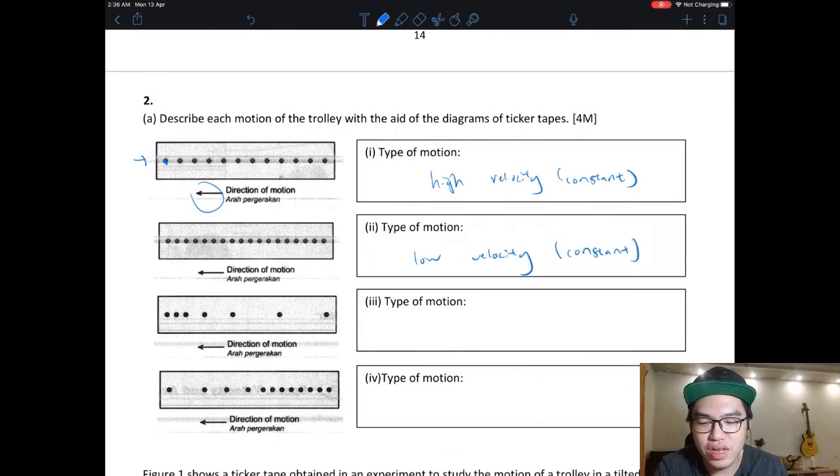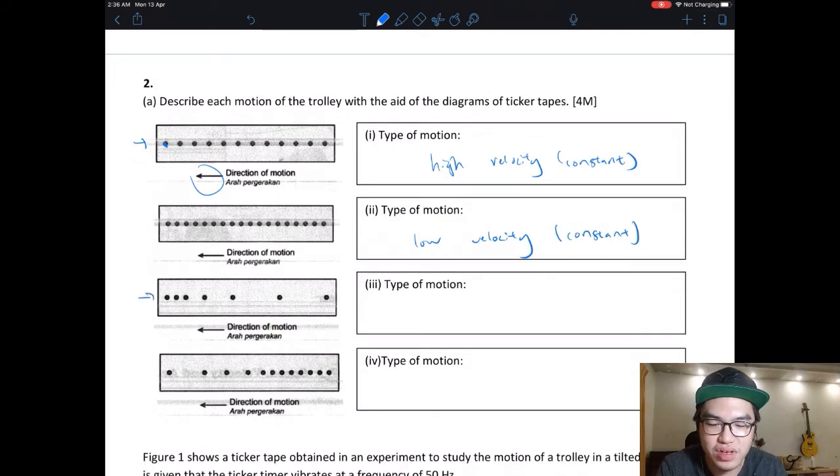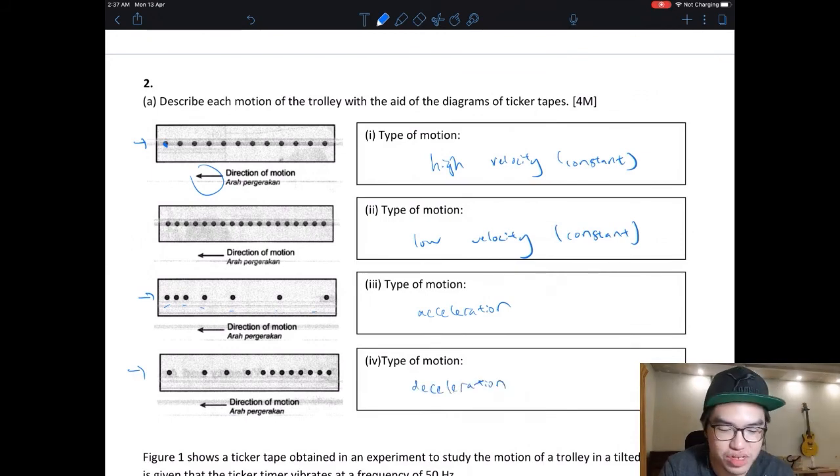But here, looking at here, can you see the dots getting further and further and further? This is acceleration. So here, this is getting slower. This is deceleration. All right, that's all. Very simple.